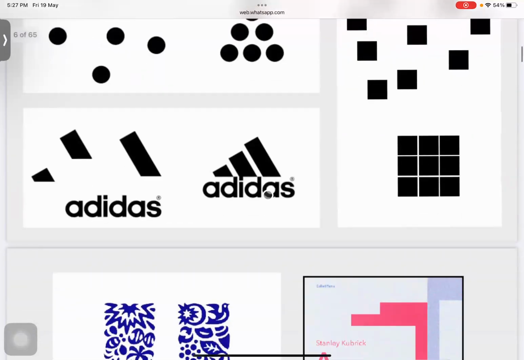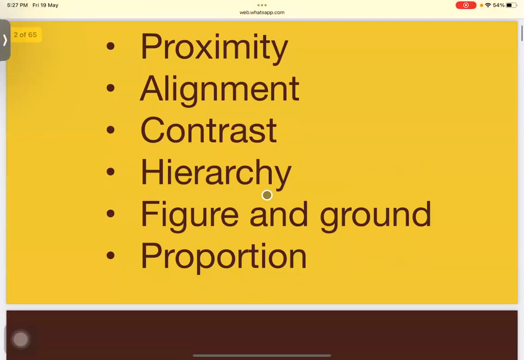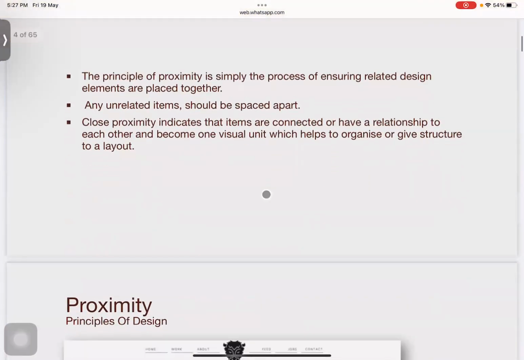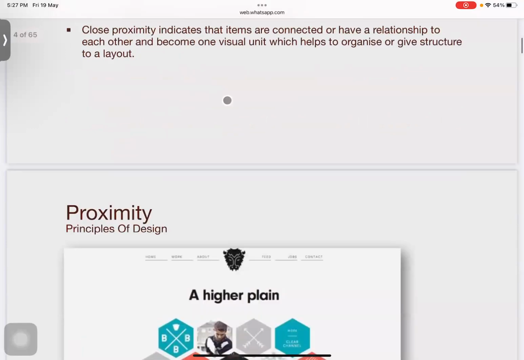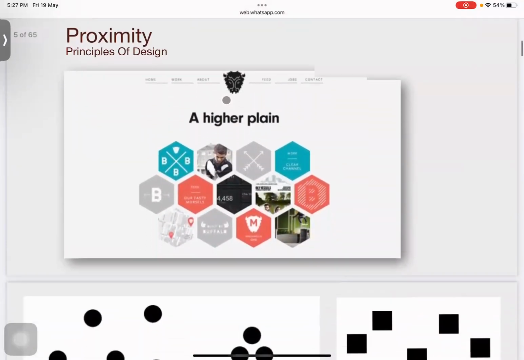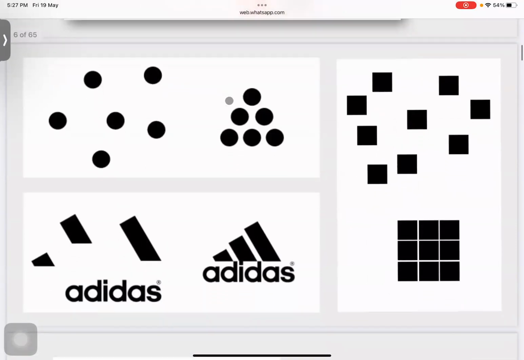Okay. Now we will go back to the text again. Any unrelated item should be spaced apart. This is the principle of proximity. Close proximity indicates that items are connected or have a relationship to each other and become one visual unit, which helps to organize or give structure to a layout. These are some of the examples that I have just shown to you, of how things look without proximity, and with proximity how things can be totally different from what they were without the close proximity.